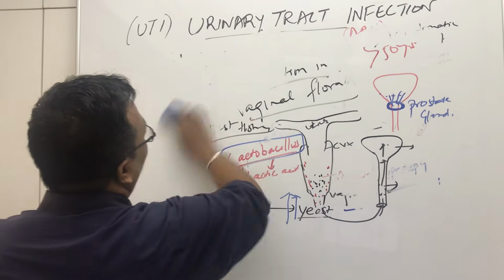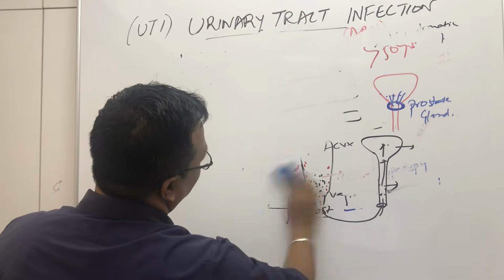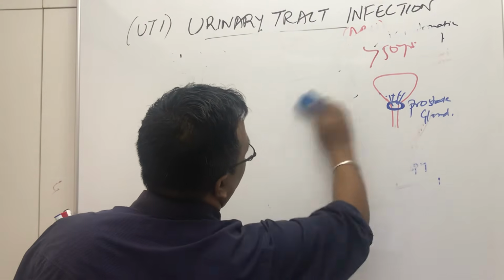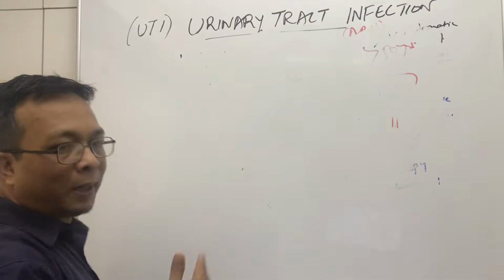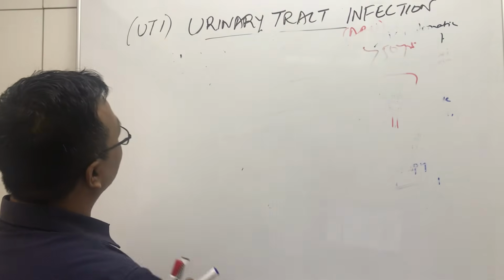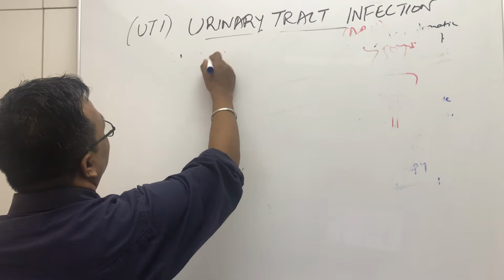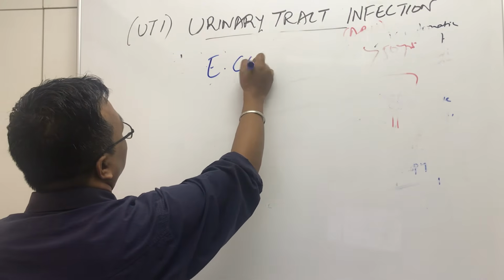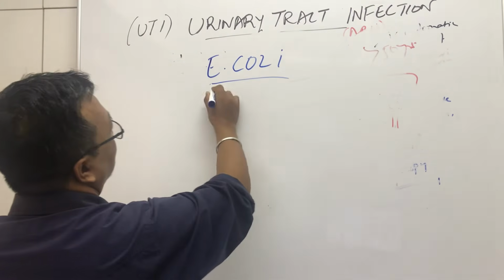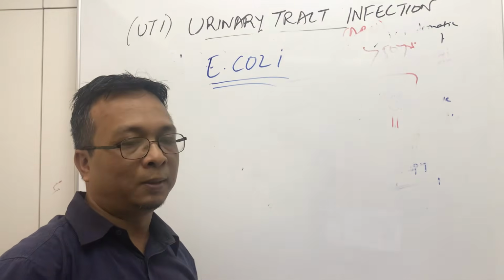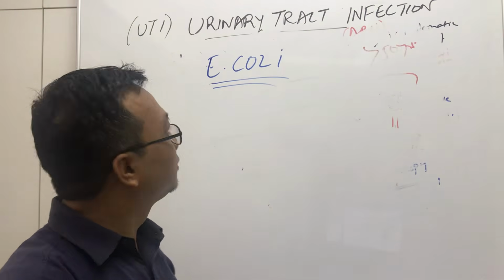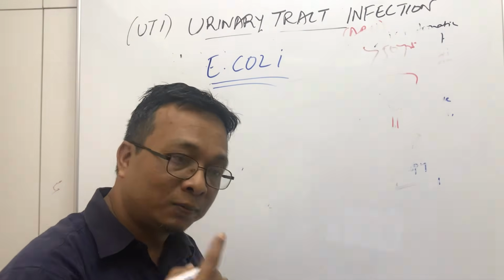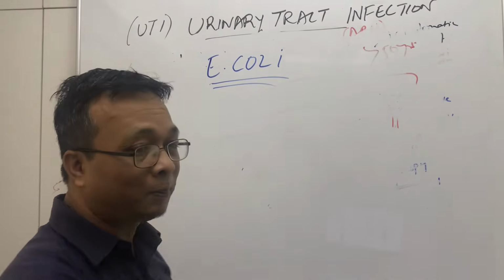Okay, so what are the causative organisms now? Going to the pathogenesis, you should know the microbiological or causative organisms. The most common bacteria for urinary tract infections is E. coli. Why is E. coli the most common? Because E. coli bacteria has a particular thing.